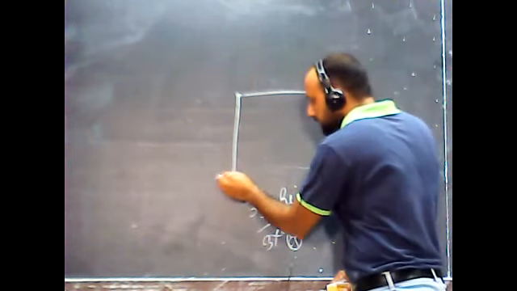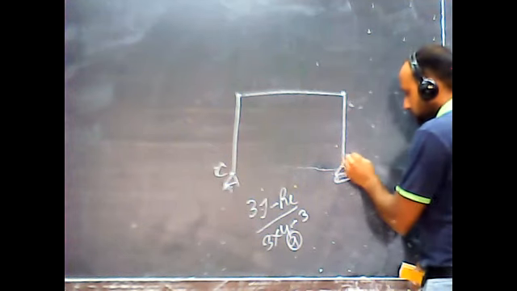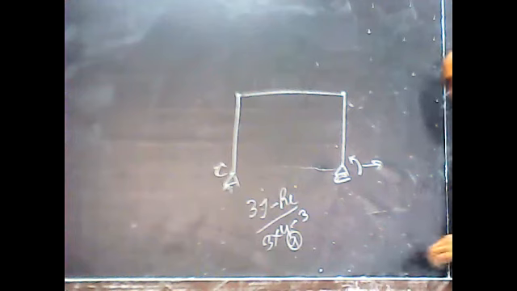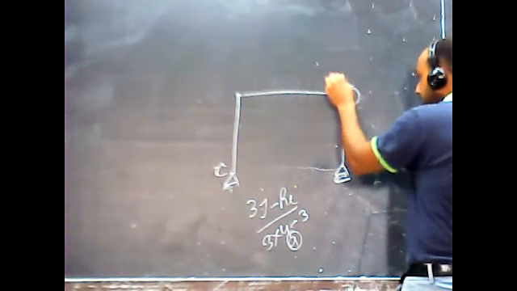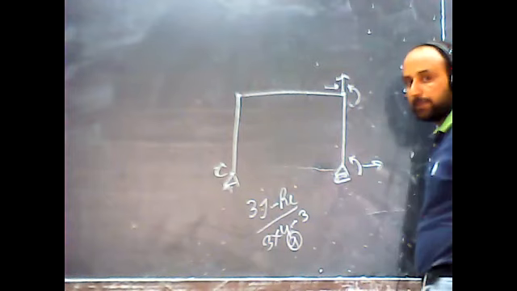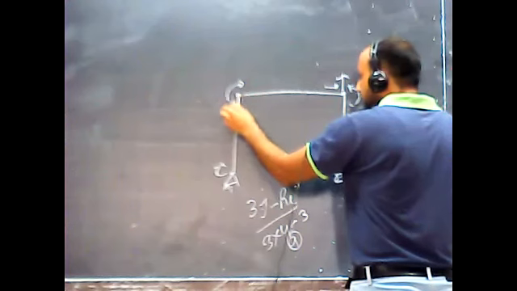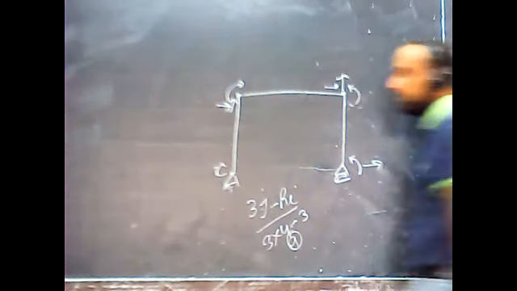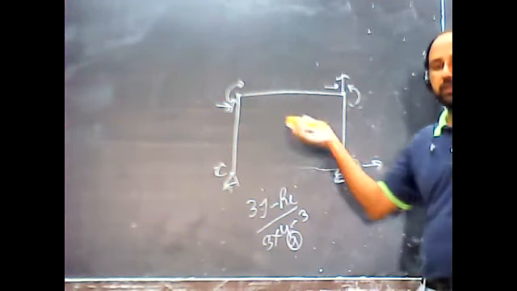Where there is the engine, there is one, 2, 3, 4, 5, 6, 7, 8, 9. Clear? Yes, sir. So these are the 9 degrees of freedom in this case.